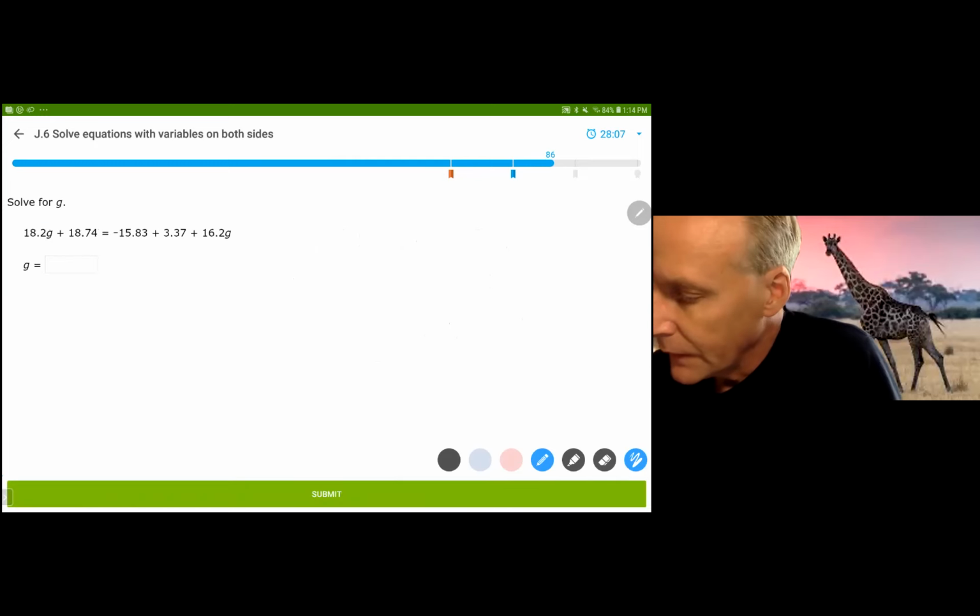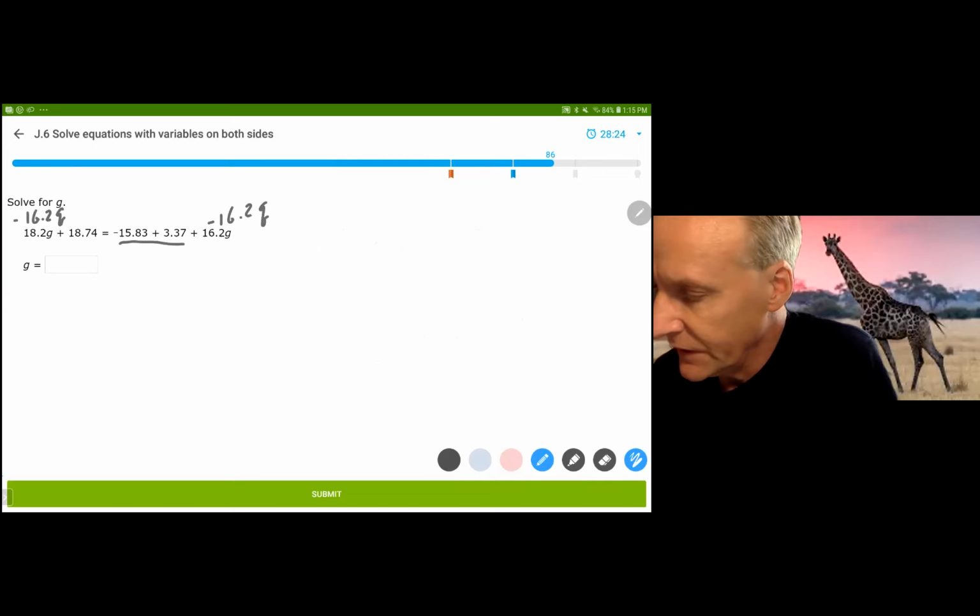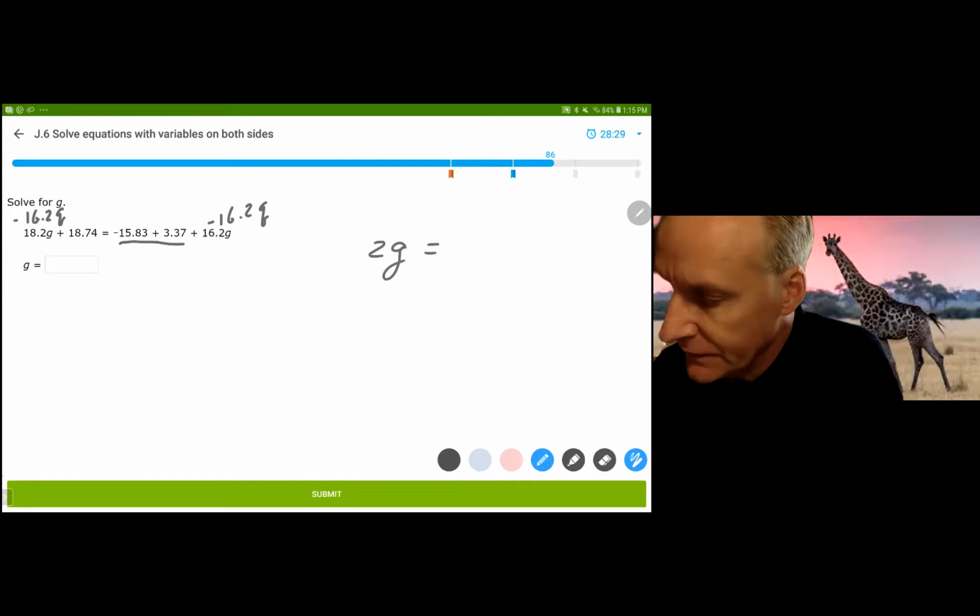And we've got these two need to be added together. You're probably going to use a calculator. I am going to subtract 16.2g from both sides. Now, it just so happens that that's just 2g. And I'm also going to subtract 18.74 from both sides.